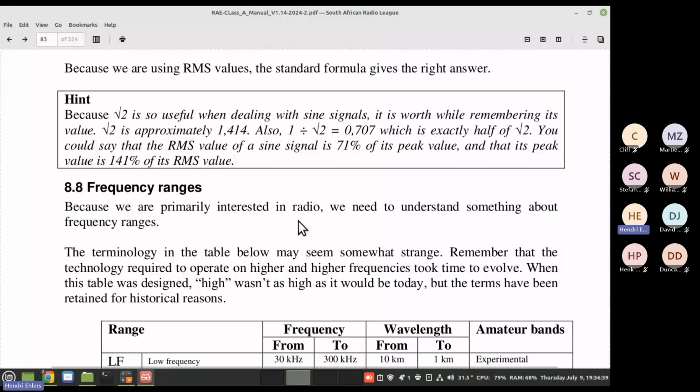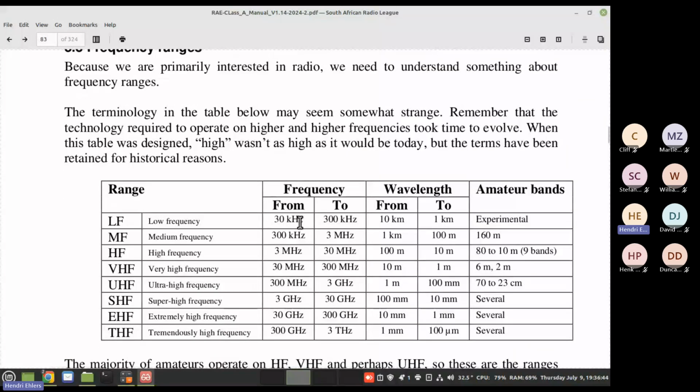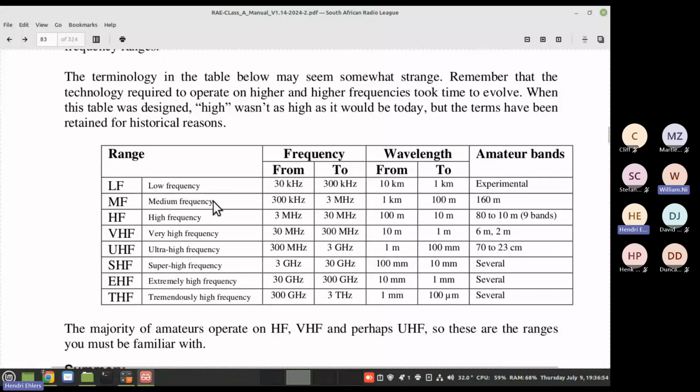Right, frequency ranges and terminology. I'm sure a lot of you have heard about HF, VHF, and UHF, but it actually starts with LF, low frequency, and then medium frequency, and there are the ranges. I think one of the questions in the exam, they do actually ask you what is the range of HF, for instance. They could probably change and ask anything else.